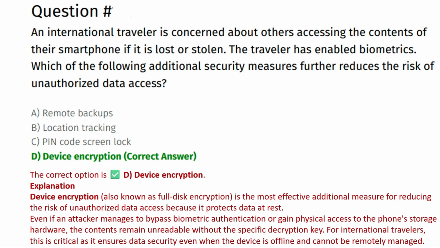So device encryption, also known as full disk encryption, is the most effective additional measure for reducing the risk of unauthorized data access because it protects data at rest. Even if an attacker manages to bypass biometric authentication or gain physical access to the phone's storage hardware, the contents remain unreadable without the specific decryption key. For international travelers, this is critical as it ensures data security even when the device is offline and cannot be remotely managed. So that's why the correct answer for this question is option D, device encryption. So let's move to the next question.